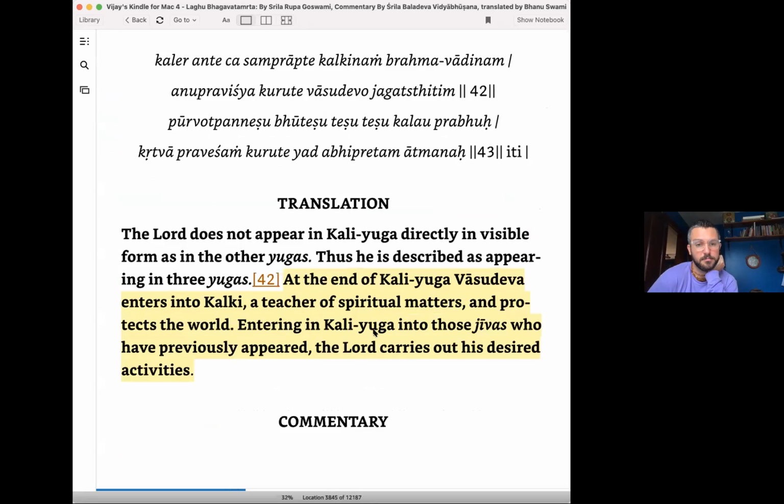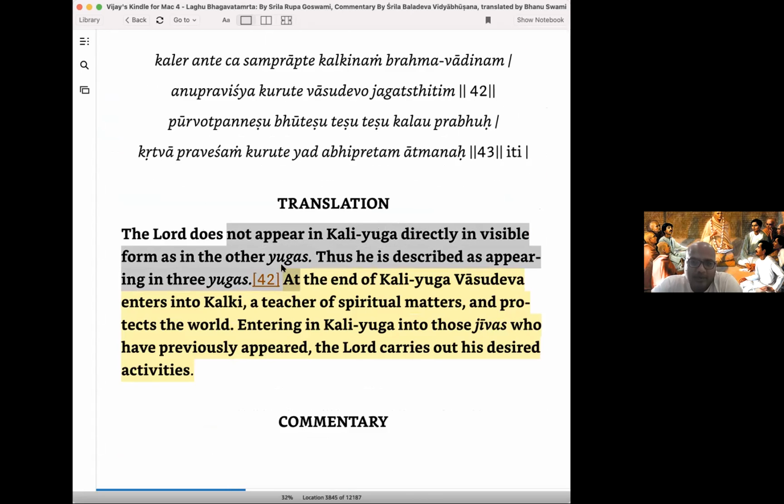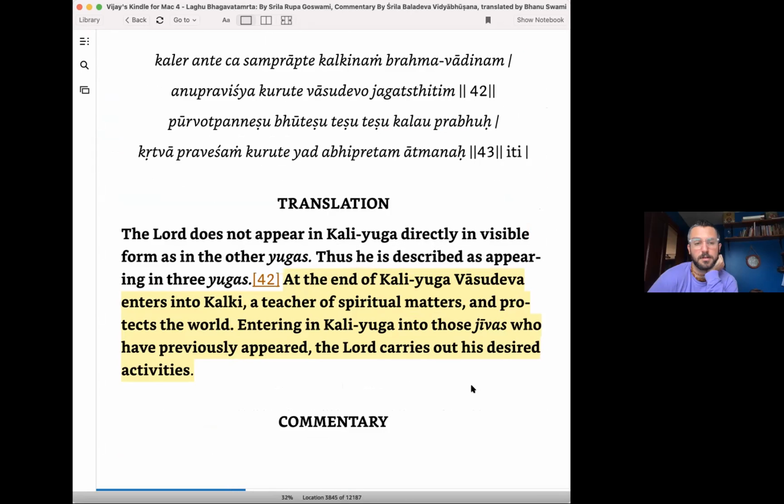Yeah, definitely, it's interesting. The Lord does not appear in Kali Yuga directly in visible form as in other yugas, as is described as Tri-yuga. Yeah, and so he's coming, Vasudeva enters into Kalki. So that makes sense. Nice. Anyway, if the Sri Sampradaya says that Krishna is just like Narayana, we can say, well, why is Lakshmi Devi finding something in Krishna that's not in Narayana? That's a good point. You have to contend with that. That's how we finish the argument.